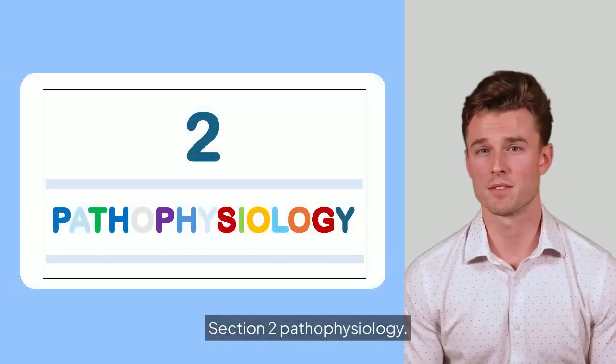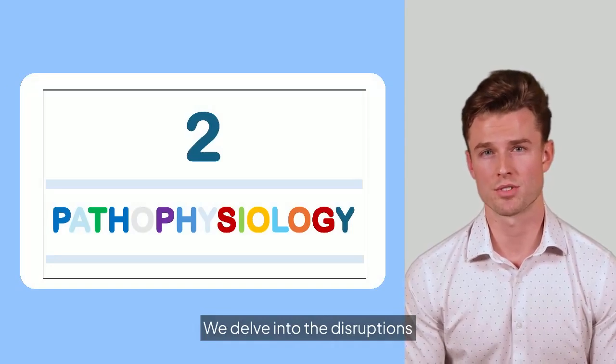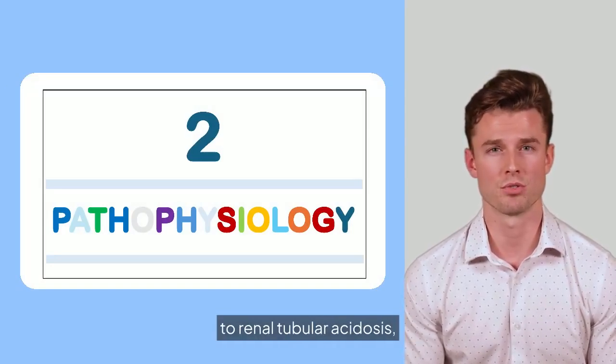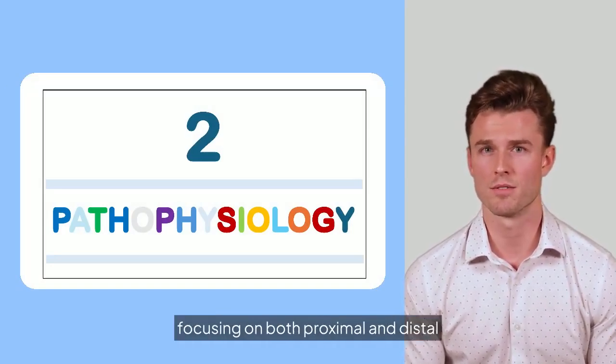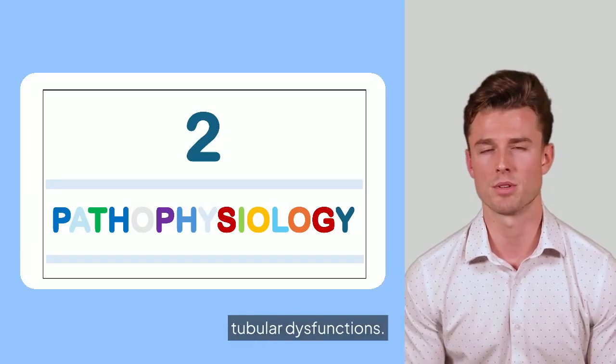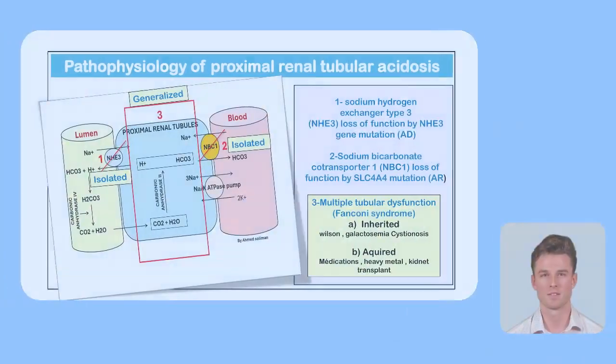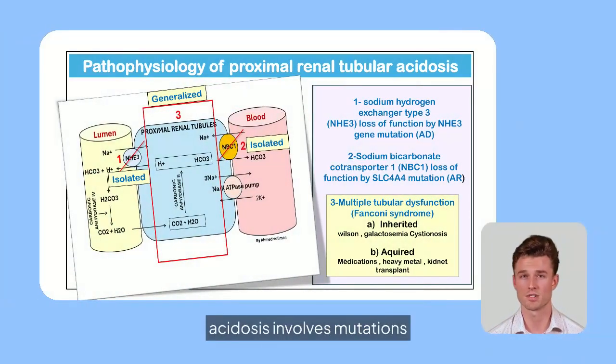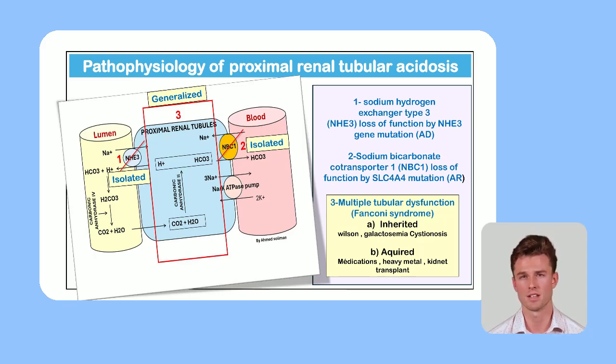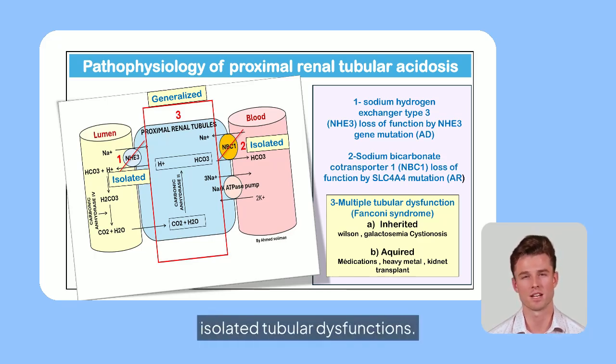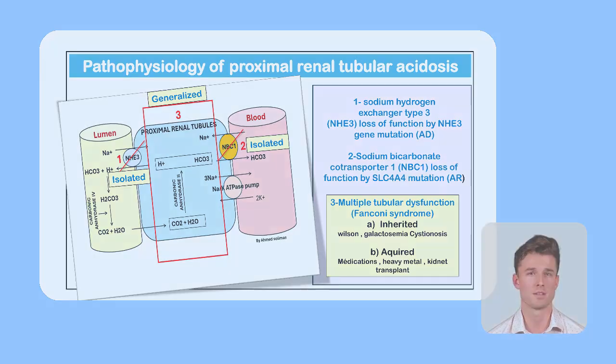Section 2. Pathophysiology. We delve into the disruptions in normal physiology that lead to renal tubular acidosis, focusing on both proximal and distal tubular dysfunctions. Proximal renal tubular acidosis involves mutations affecting the sodium-hydrogen exchanger, NHE3, and sodium bicarbonate cotransporter, NBC1. These lead to generalized or isolated tubular dysfunctions.